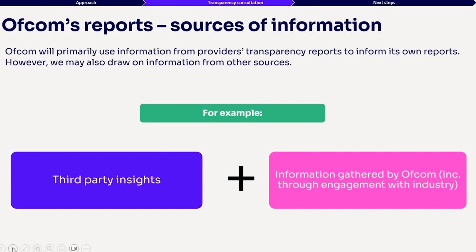So while Ofcom will primarily use information from provider transparency reports to inform its own reports, we are also able to draw on information from other sources. So this could include trends, insights, or data from third parties such as academics, independent research organisations, and also Ofcom's own research. We can also draw on information obtained through formal and informal information gathered from providers, including through our statutory powers to issue information notices and through broader engagement with stakeholders.